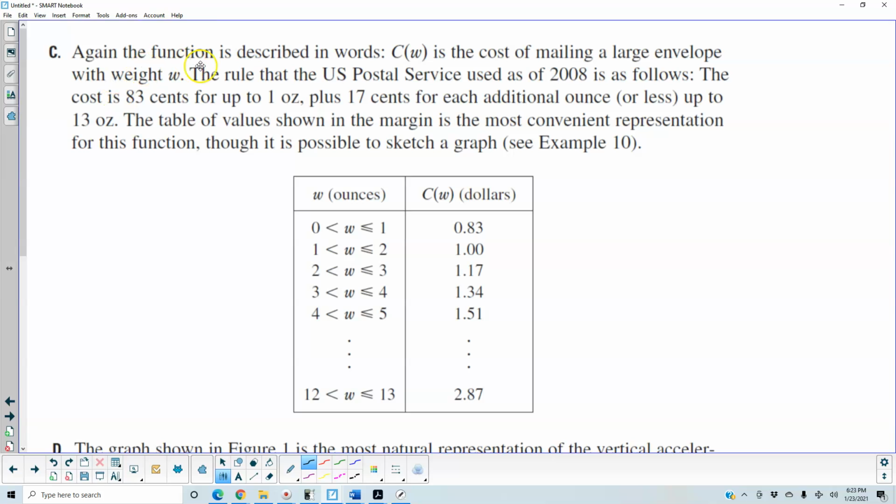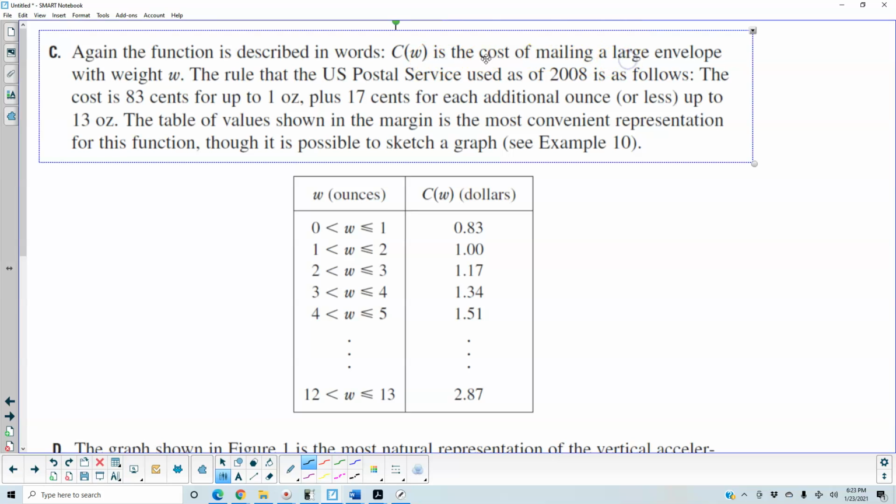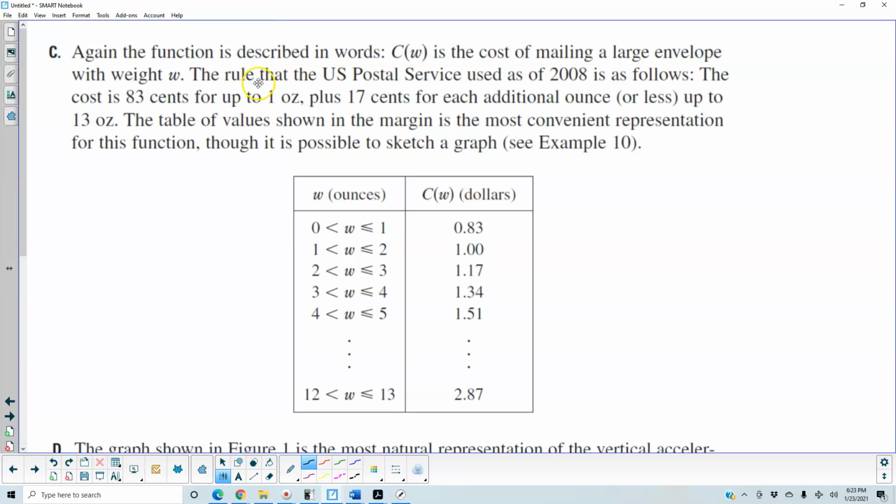In C, again, the function is described in words. The cost C of weight W is the cost of mailing a large envelope with weight W. The rule that the U.S. Postal Service used as of 2008 is as follows. The cost is 83 cents for up to 1 ounce plus 17 cents for each additional ounce or less up to 13 ounces. The table of values shown in the margin is the most convenient representation for this function, though it is possible to sketch a graph of this as well.